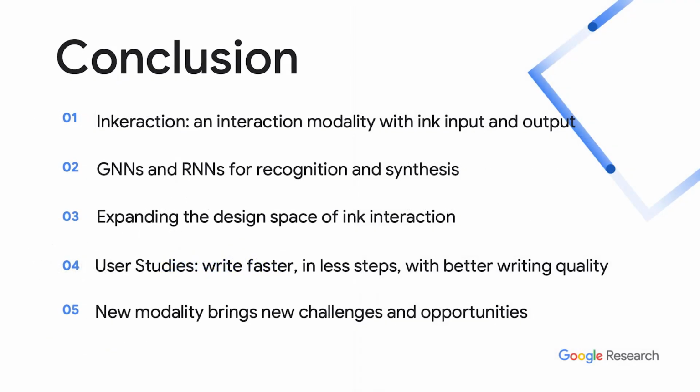In conclusion, we introduce Inkeraction, an interaction modality with ink input and output capabilities. These capabilities are powered by GNN and RNN models. Inkeraction expands the design space of ink interaction. It can help users manipulate ink objects, transfer word processor features for digital ink, automate tedious writing tasks, and allow users to compose with generative models directly in inking interfaces. Our studies suggested that Inkeraction allowed users to write faster in less steps and achieve better writing quality.